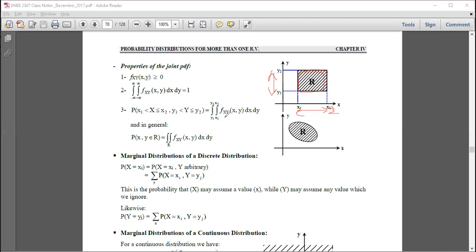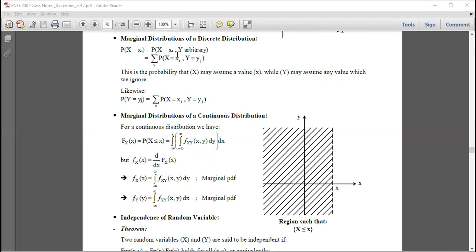Just integrate under the joint PDF from x1 to x2, double integral from y1 to y2. This is if you have a square area. This is a special case when you have a square area. But when you have an irregular area, you have to integrate over this area. This is in general. If you integrate over a regular, square area, you can easily put the limits of the integrals. If you have a general irregular area, you have to integrate over such an area. We saw this last time.